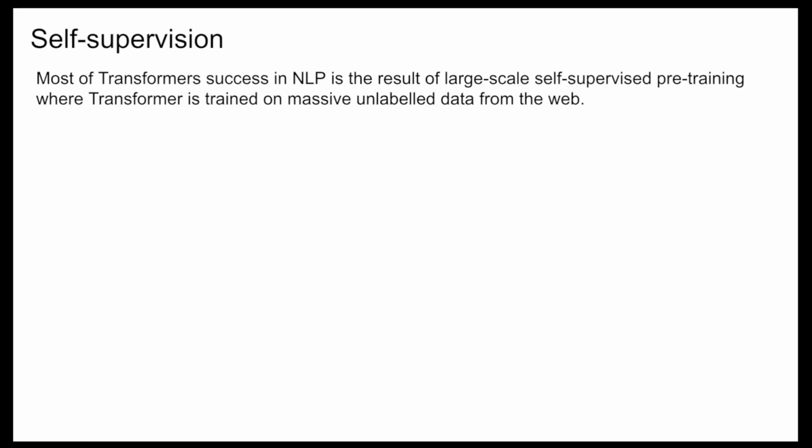Now let's look at self-supervision, or training ViT with self-supervised learning. As we saw, most of transformer success in NLP is the result of large-scale self-supervised pre-training, where a transformer is trained on massive unlabeled data from the web. There is a lot of unlabeled data on the web. So if you can find ways to train on that unlabeled data, I think that's a huge success, and that's why NLP has been very successful in recent days.